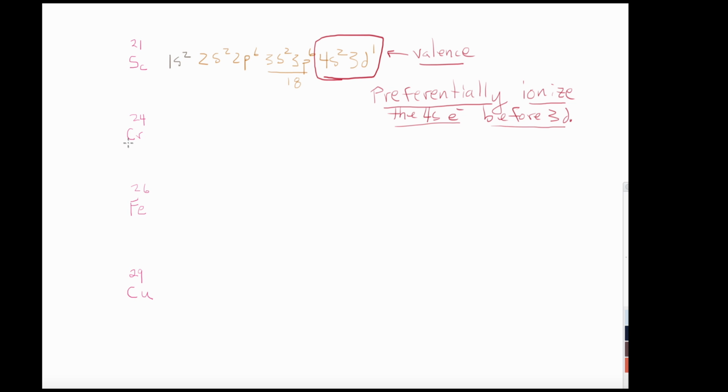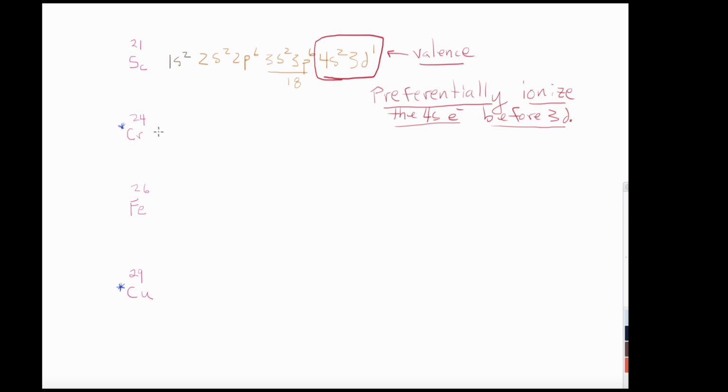Now, I have chosen to put both chromium and copper into the four elements that we're working with here because both of these are exceptions to the electron configuration, or the Aufbau principle. They are exceptions to the Aufbau principle, so I'll put a star by both of these.